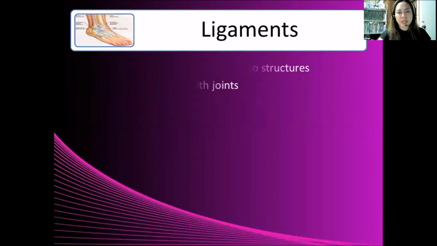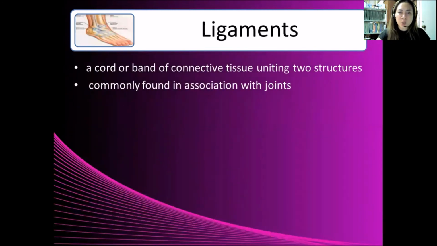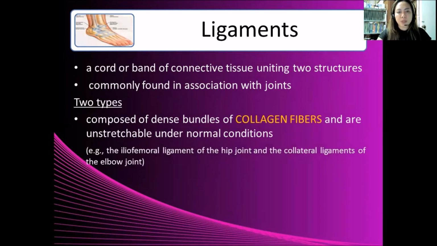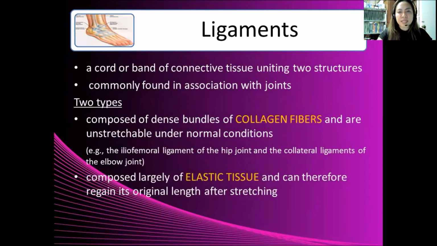And let's go to ligaments. So a ligament is a cord or band of connective tissue uniting two structures, commonly found in association with joints. So there are two types. One is composed of dense bundles of collagen fibers and is unstretchable under normal conditions. For example, the iliofemoral ligament of the hip joint and the collateral ligaments of the elbow joint. The other is composed largely of elastic tissue and can therefore regain its original length after stretching.